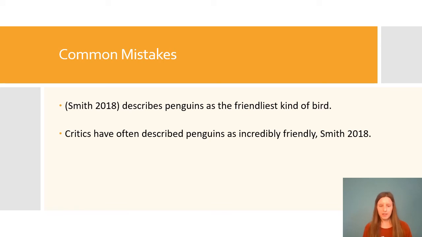Another common mistake goes like this. So like critics have often described penguins as incredibly friendly, then Smith 2018. In this case, someone has just forgotten the parentheses basically. If you're putting a citation at the end of your sentence, you always want to stick it in parentheses rather than having the sentence kind of flow into the citation, because that's a little bit messy and confusing about what's your sentence and what's your citation. So in this case, you just put brackets around Smith 2018 and then put a comma between Smith and 2018 as well.